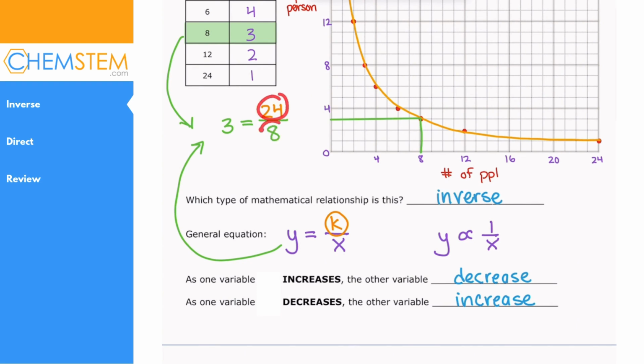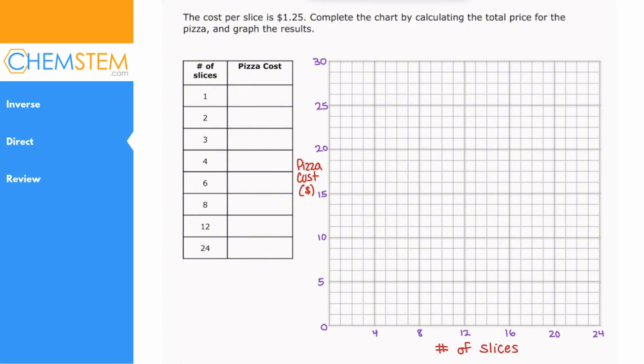Is 24 divided by 8 equal to 3? It is. So that shows that this generic equation does explain the relationship that we have here with this example. Now we have a similar but different example.